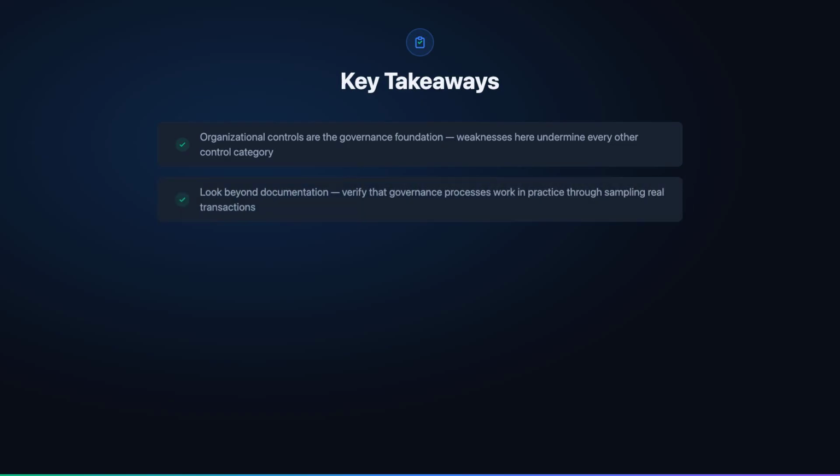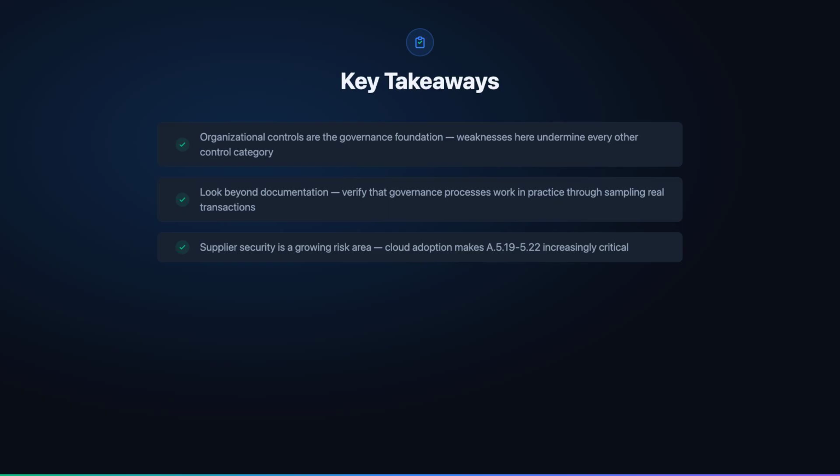Second, always look beyond documentation. Well-written policies and procedures mean nothing if they are not followed in practice. Sample real transactions such as recent joiners, leavers, incidents, and supplier onboardings to verify that governance processes actually work as described. Third, supplier security is a rapidly growing risk area.